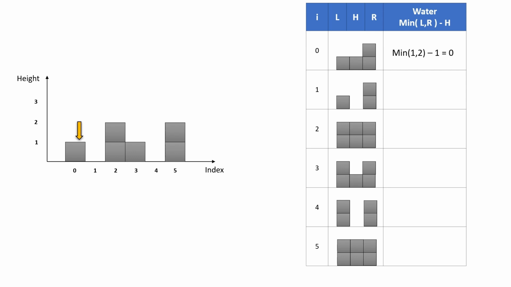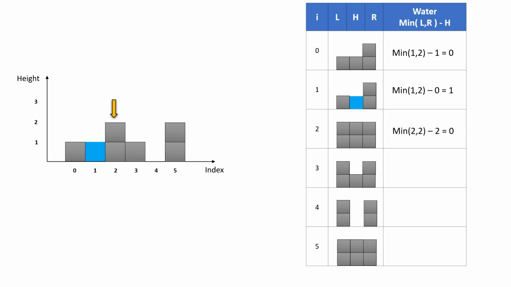At index 1, you will notice that our left maximum boundary is 1 and right maximum boundary is 2. The deciding boundary is still the left one with a 1 unit height, and the height of the block at index 1 is 0. So how much total water we can trap there? That would be 1 minus 0, which is 1. We are capable of trapping 1 unit of water at index 1, as you can see both in the left diagram and our right container. Now going to the next index.